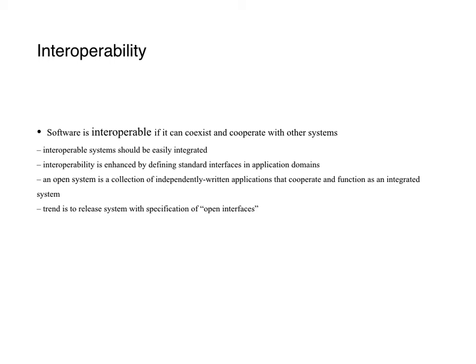Interoperability. Software is interoperable if it can coexist and cooperate with other systems. So here an important word is cooperate. So that means if you are talking about two systems, suppose let's say you are sending information from your mobile to a tab through Bluetooth, so that's interoperability. Okay, you are communicating, it's cooperating with other systems.